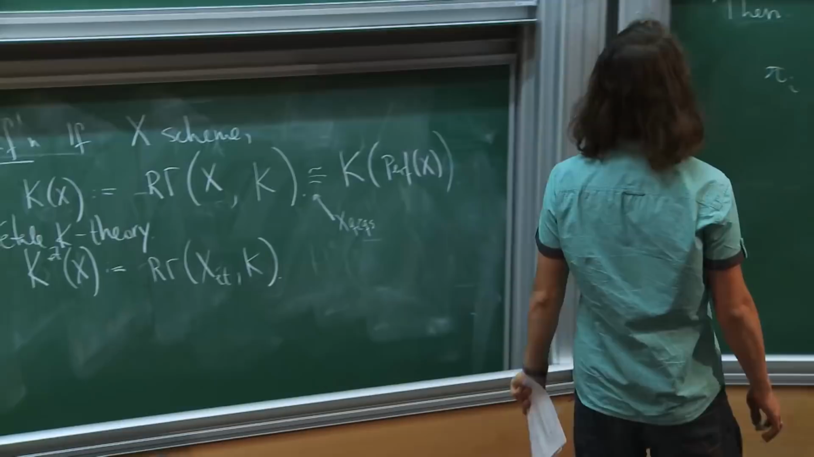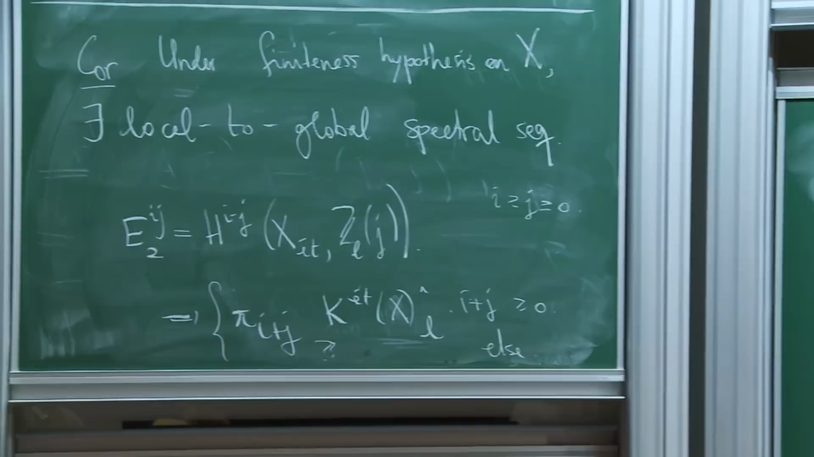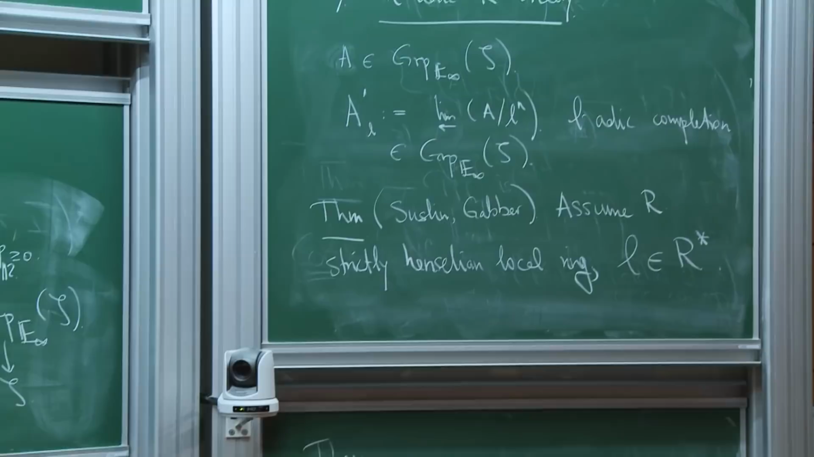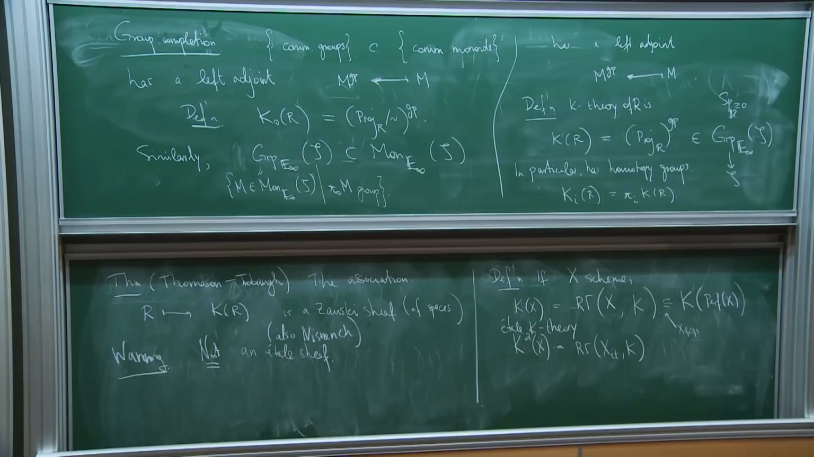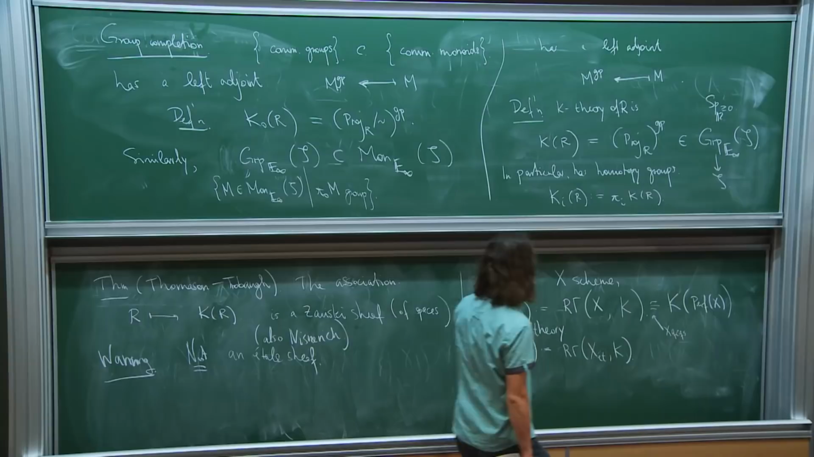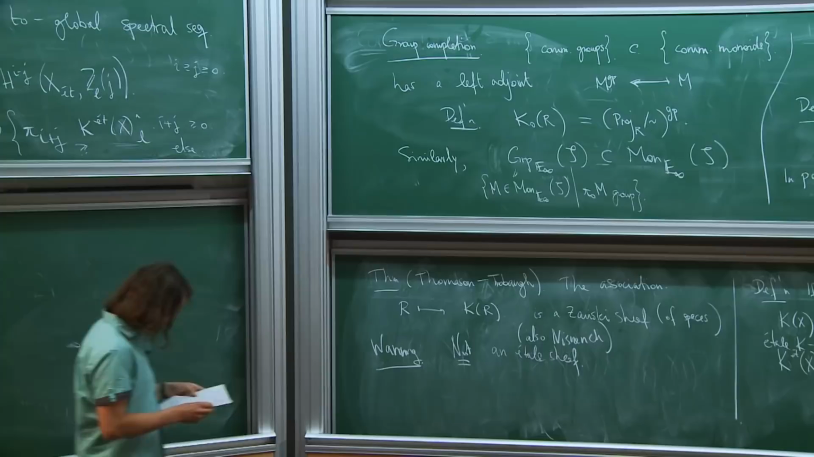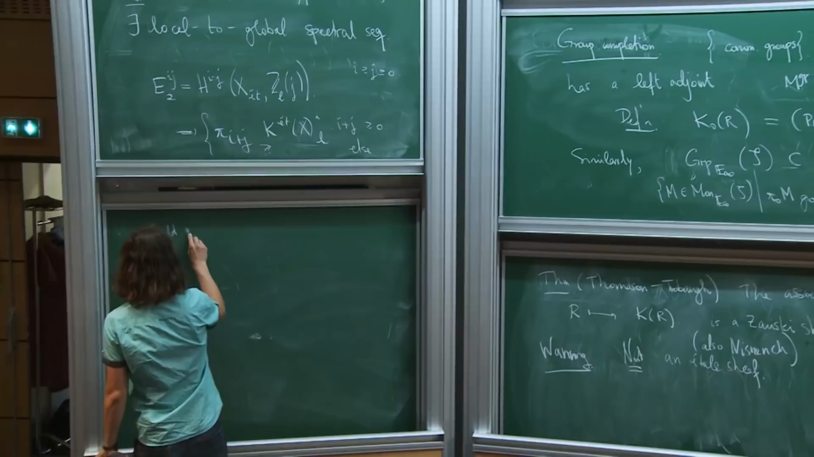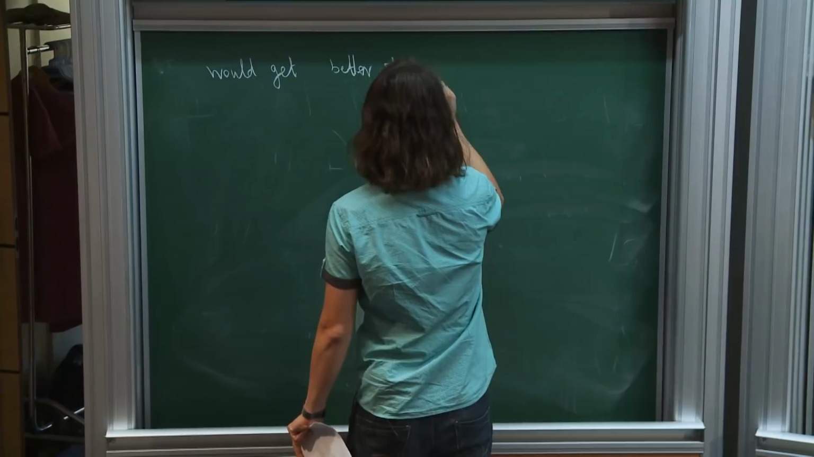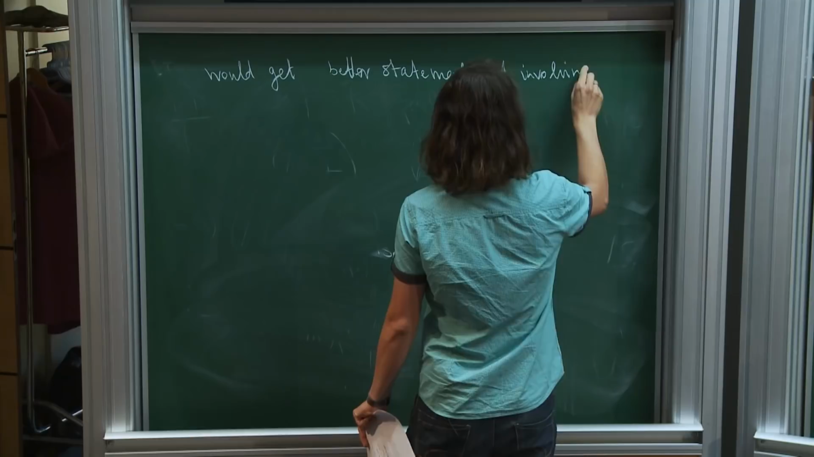Because you understand the case here for strictly Henselian local rings, at least most of your convergence issues go away, and this gives you a way to compute this étale K-theory. In practice, you actually want slightly finer statements, a better statement not involving étale sheafification, where it becomes unnecessary to take the étale sheafification. The first such theorem was proved by Thomason.